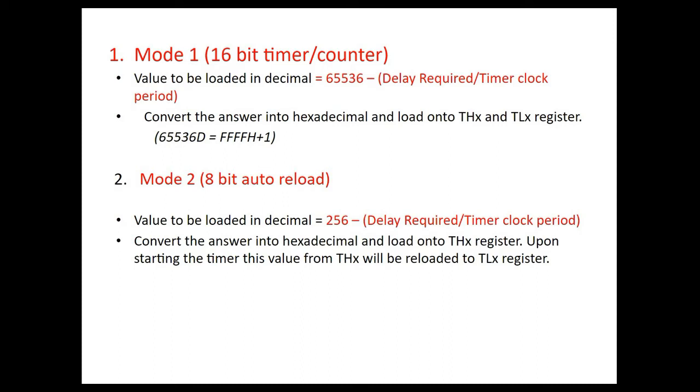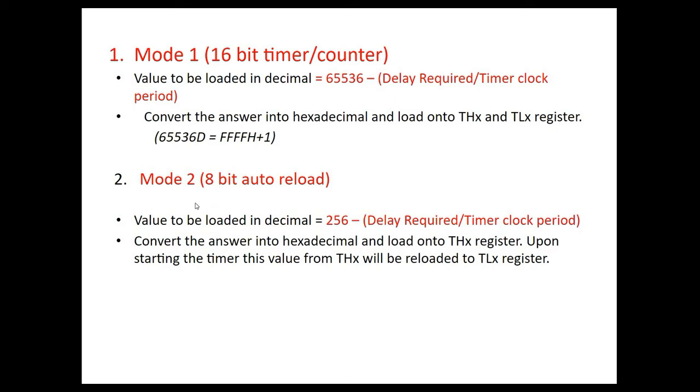Now, as I said earlier, we'll be discussing timer under two modes: mode 1 programming and mode 2 programming. Mode 1, as we have seen earlier, is a 16-bit timer. 16-bit timer means a total of 4 hexadecimal digits, so in decimal it is 65,536. About this calculation we'll see later when we start the programming.